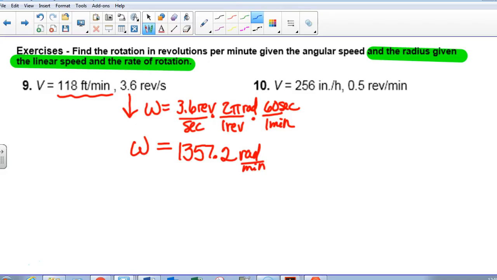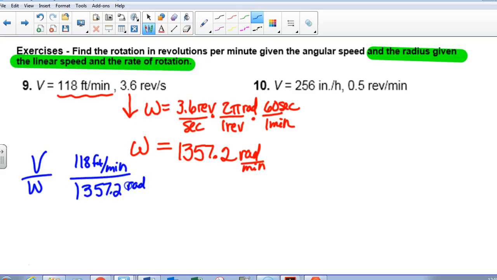Now what? Yep, 118 feet per minute divided by 1357.2, which is going to make this very small. Radians per minute will just give us a radius of how many feet? 0.087, depending how you round it along the way, I'm sure.